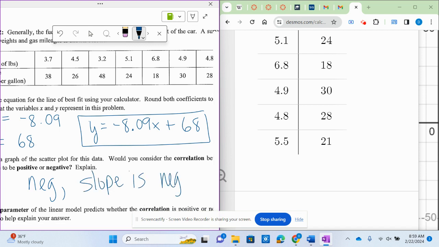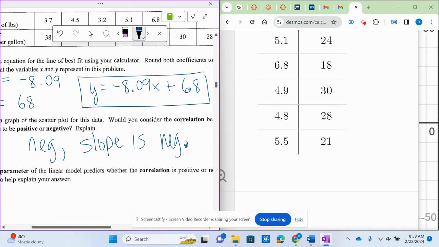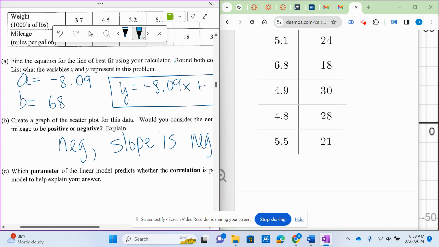That's all you need to say. If your slope is negative, then your correlation is going to be negative. Which parameter? Parameters are the two things that we're discovering, the two things that we're finding from our equation.